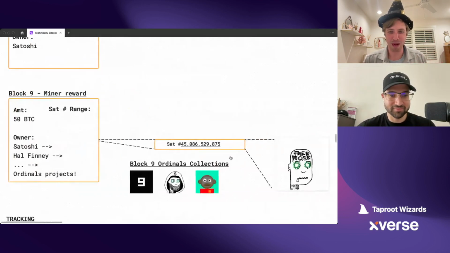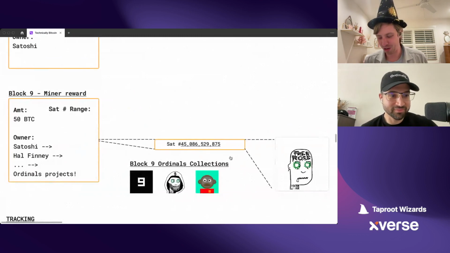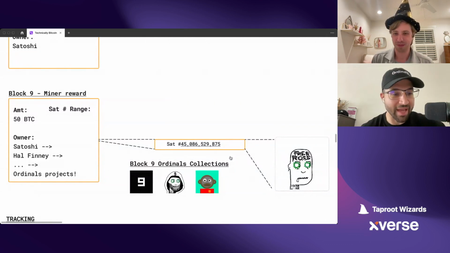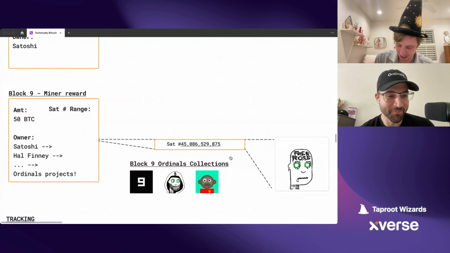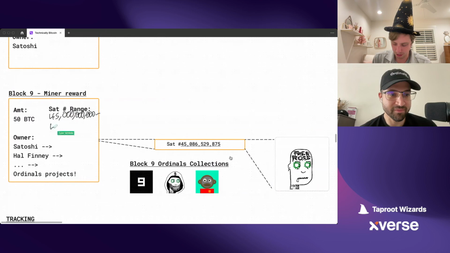Jan, here's a pop quiz for you. If block 0 had SAT range 0 to 5 billion, what is the range on block 9? Yeah, it has to start with 45, right? 45 billion. Yeah, exactly. So the SAT range on block 9 is going to start with 45 billion, and then it's going to go up to 50 billion minus 1, so 49 billion, 999, all the nines to end it out.